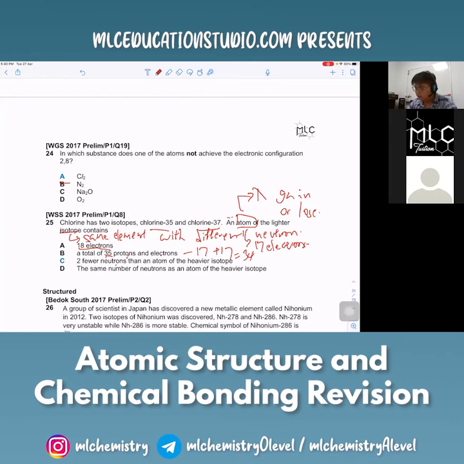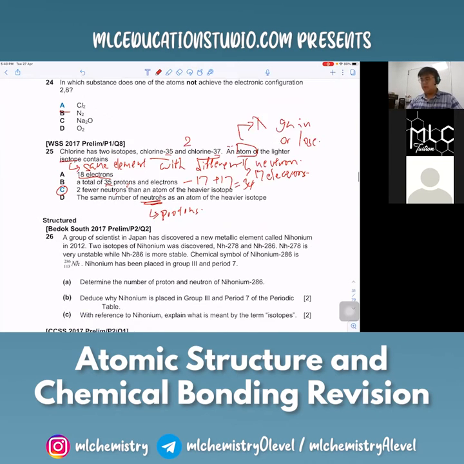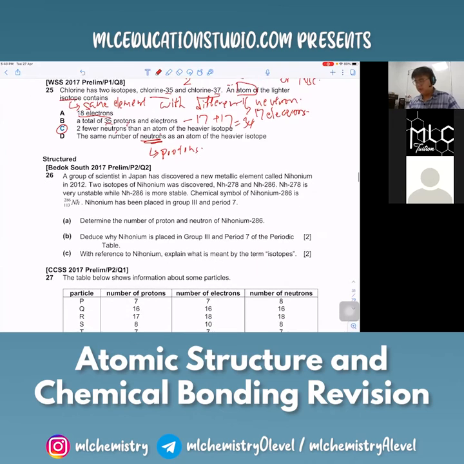Okay, too few neutrons than an atom with the heavier isotope. So 35, 37 is just 2 lah. Okay, that's why the answer is C. Same number of neutrons? Okay, they should have same number of protons, not neutrons. Can? Okay, then I can get you to do the structured questions. Do 26 first.